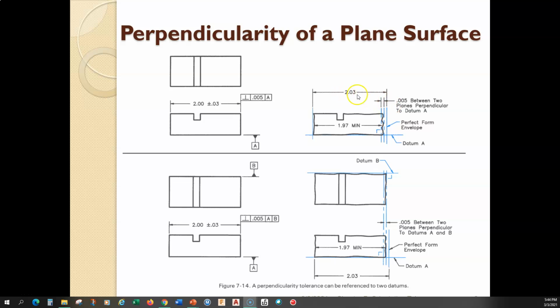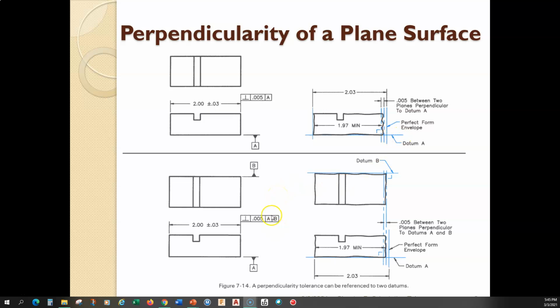1.97 to 2.03. And the tolerance zone, 5 thou between two planes perpendicular to datum A, must lie within that tolerance zone, that size differential, 197 to 203. Okay. And of course, the tolerance zone is going to be 90 degrees relative to datum plane A.